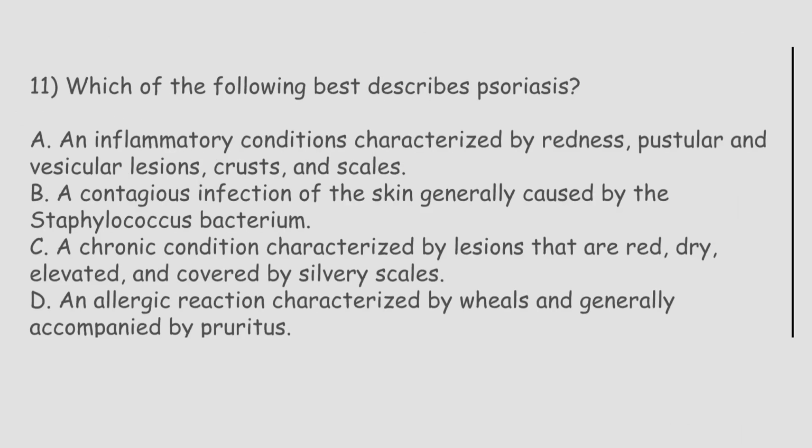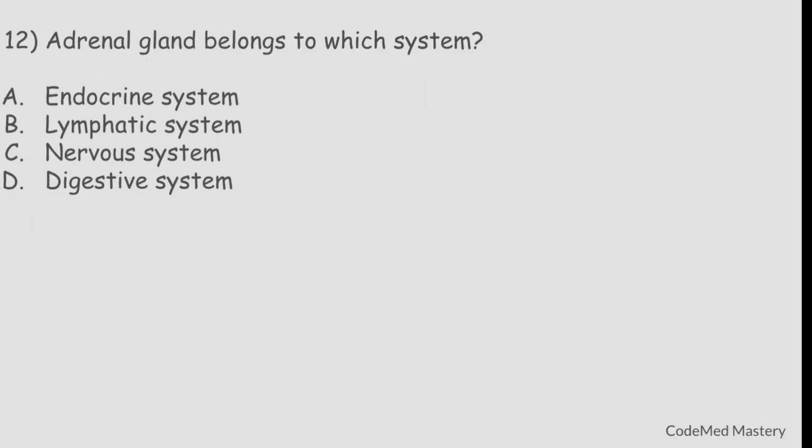Next question. Which of the following best describes psoriasis? Read the options. The right answer will be option C. Psoriasis is a chronic condition characterized by lesions that are red, dry, elevated and covered by silvery scales. Adrenal gland belongs to which system? Option A, endocrine. Option B, lymphatic. Option C, nervous. Option D, digestive system. The right answer is option A, endocrine system.